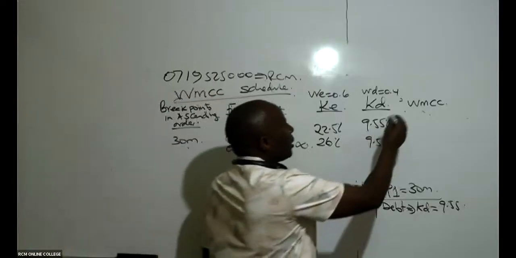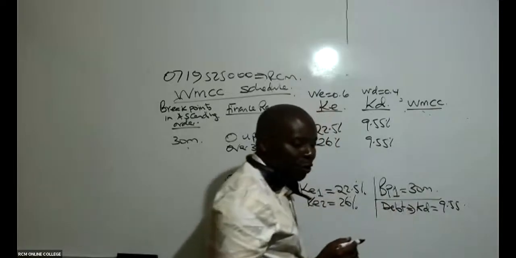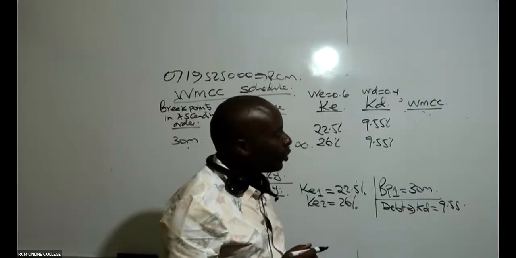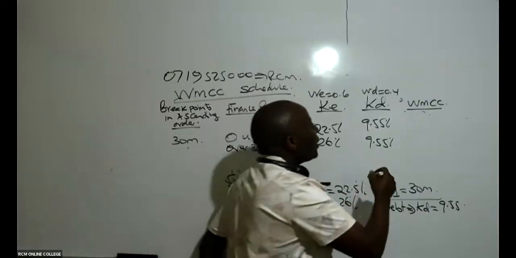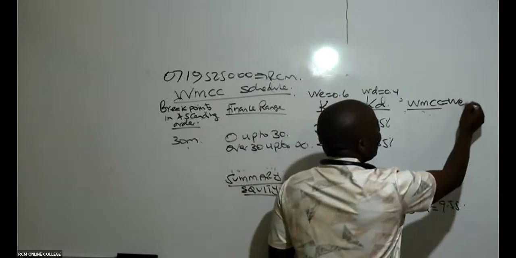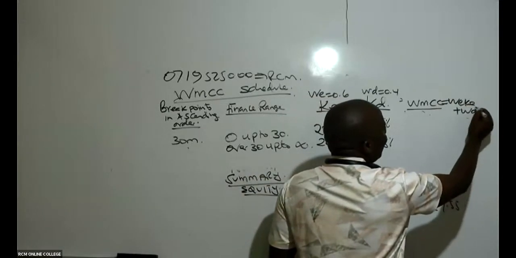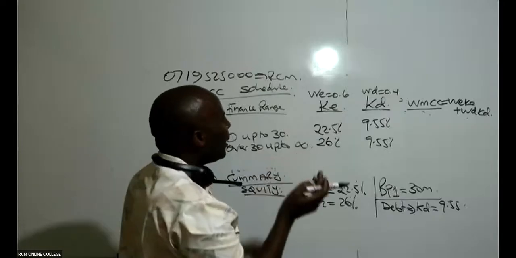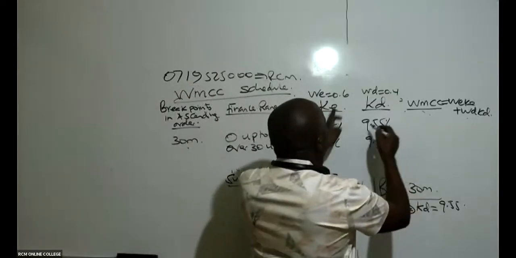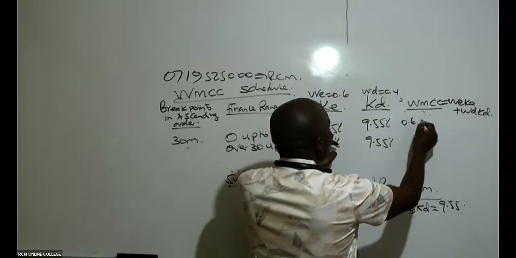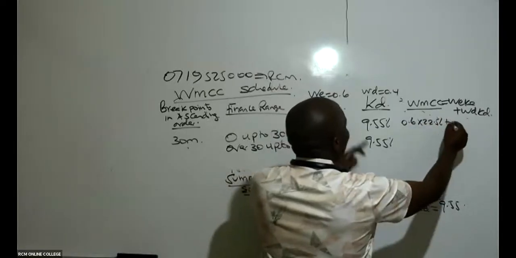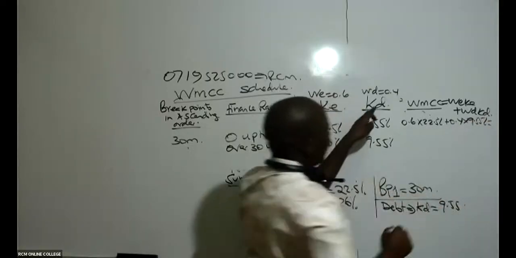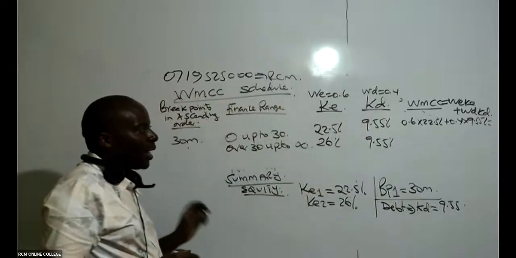So this one here, ladies and gentlemen, we know the formula of WMCC. I'll be able to address those questions if you don't mind. So our WMCC will be weight of equity times cost of equity, plus weight of debt times cost of debt. Of course, we have already adjusted this for tax. So abracadabra, kama ya kwanza, unachukua weight which is 0.6 times 22.5% plus 0.4 times, in this case here, 9.55%. Already remember this figure is tax adjusted. That KD is already tax adjusted.